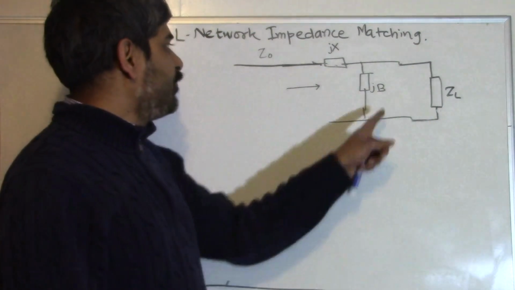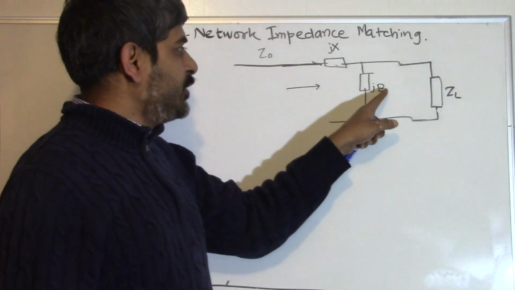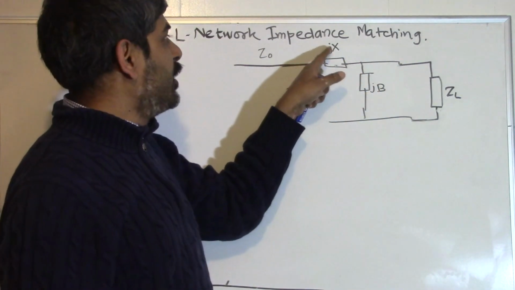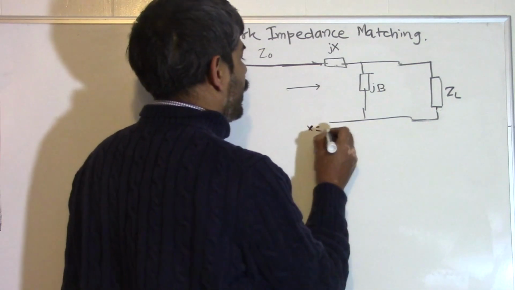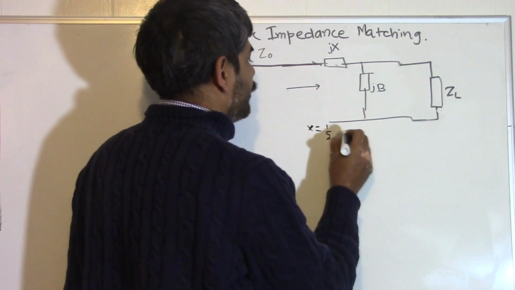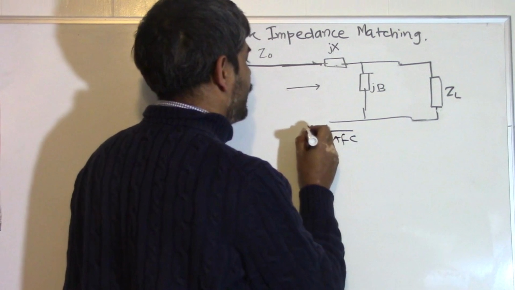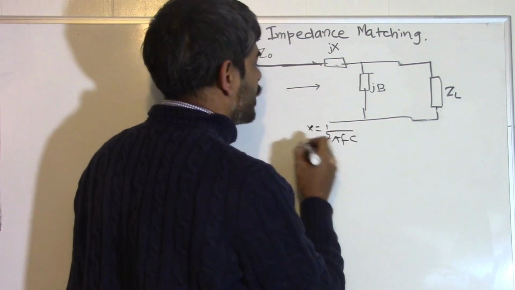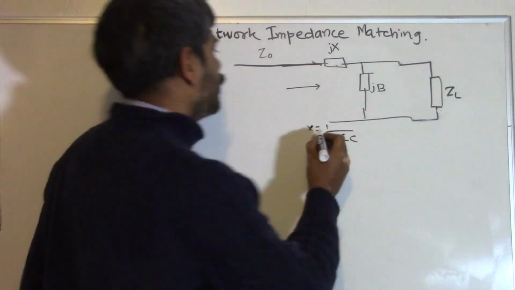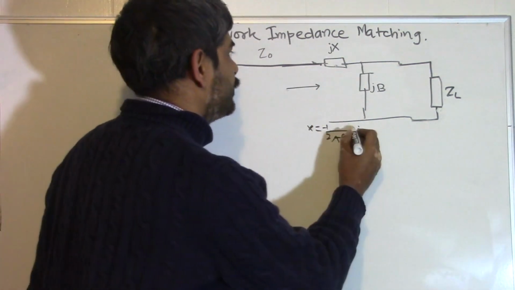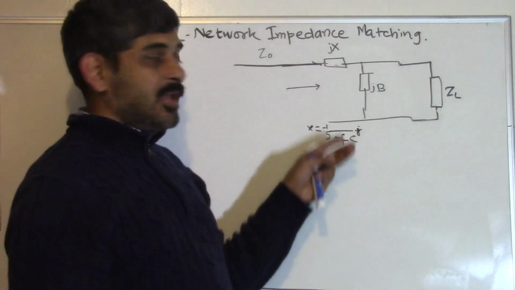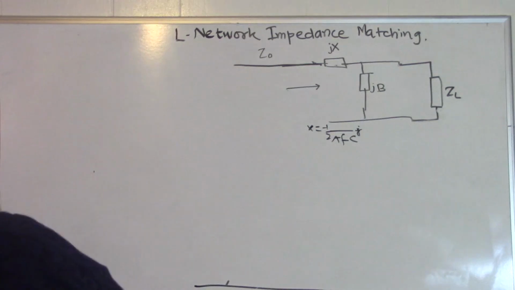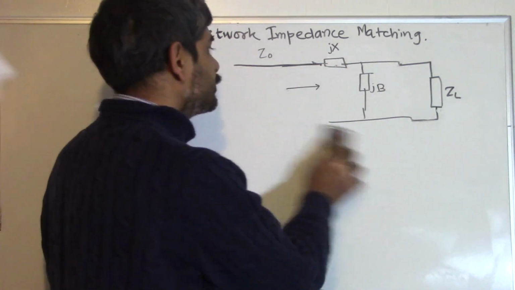In the same way, if X is a capacitor, then X will become 1 upon 2 pi f into C, times j. We can also write it as minus of this whole thing times j. This is a complex number. If this is a capacitance, this whole X number will be a negative number. Same thing happens for this element.